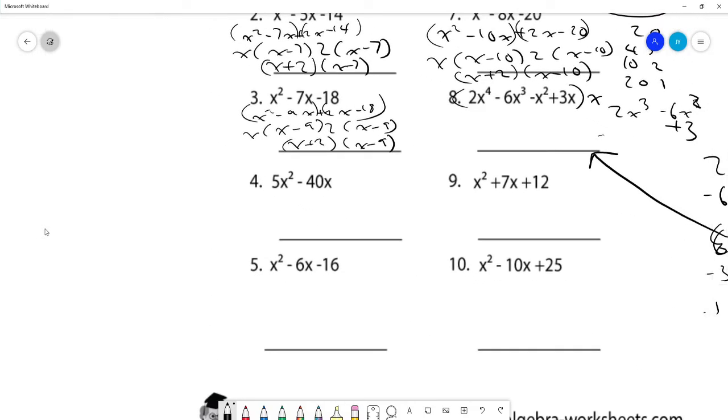These look pretty simple. So off the bat here, take out the 5x because they're like terms. X minus 8. That's your final answer.